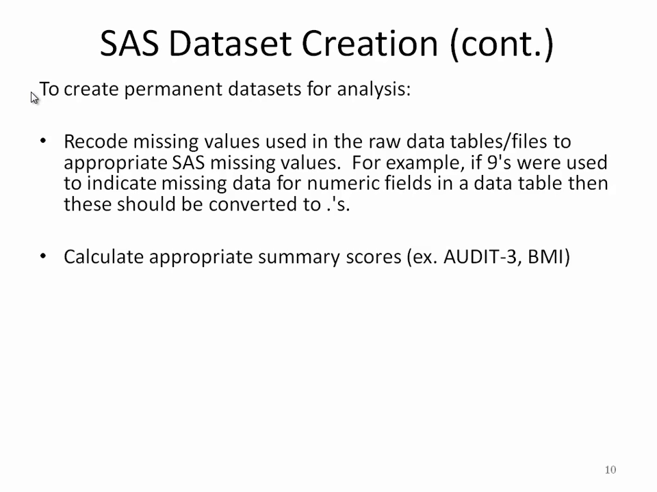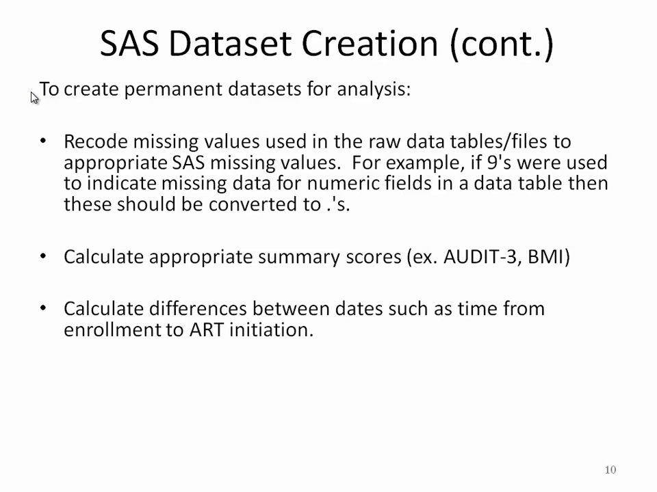AUDIT-3 is the summary of the alcohol questions. I think there are 4 alcohol questions and there's a couple of AUDIT scores. You want to look at the differences between the dates, such as time from enrollment to ART initiation. This is also a cleanup query, but a lot of times for the analysis they need to have the durations in the system. So this is a good place to calculate those variables and store them in the data set.